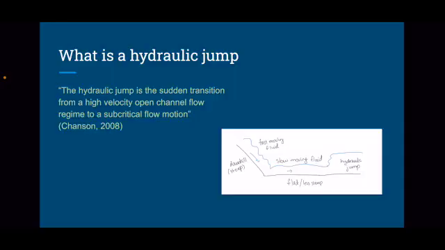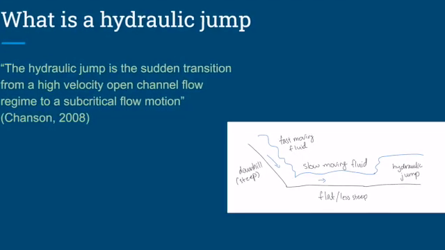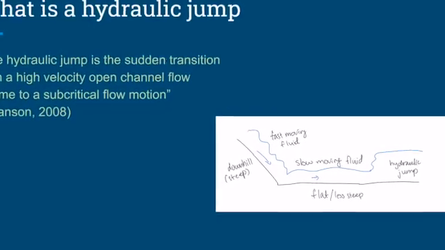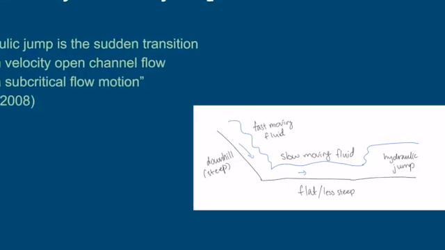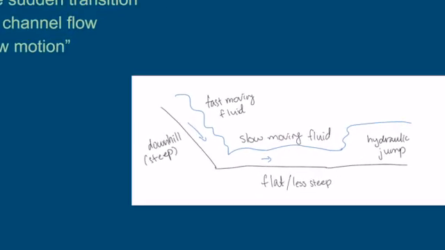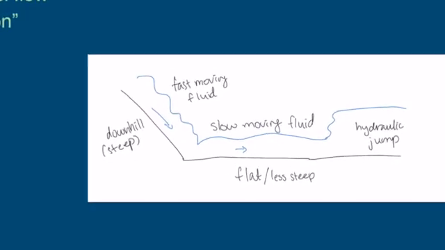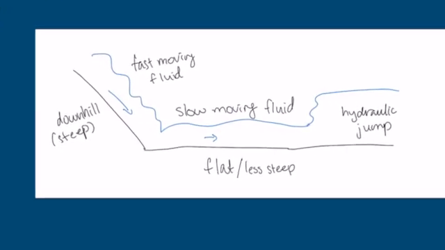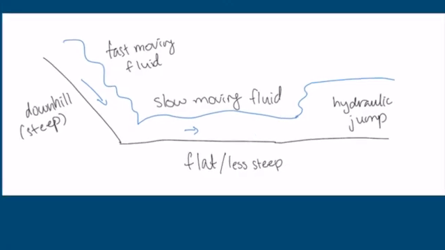A research definition of that term is: the hydraulic jump is a sudden transition from a high velocity open channel flow regime to a subcritical flow motion. But to put it simply, a hydraulic jump is a phenomenon when a moving fluid suddenly goes from fast moving fluid areas to flat or less steep slopes and slow moving fluid areas, and that sudden interruption of the two fluids causes the hydraulic jump.